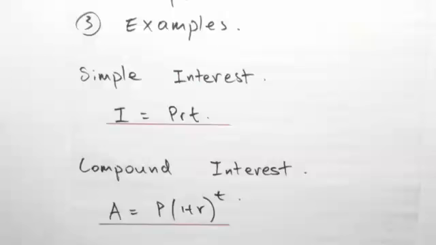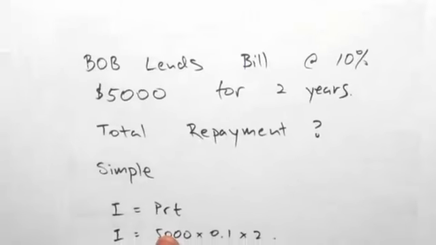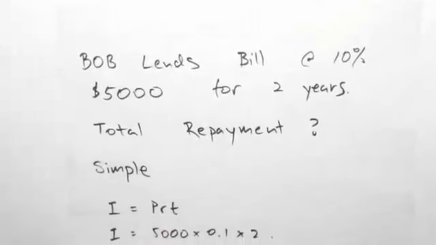Now we're going to go through an example with simple and compound interest, and we'll have a look at the similarities and differences between the two. In our example, we are told that Bill borrows $5,000 from Bob at 10% for 2 years, and we want to work out how much Bill has to repay Bob at the end of the 2 years. We're going to go through this question using simple interest first.